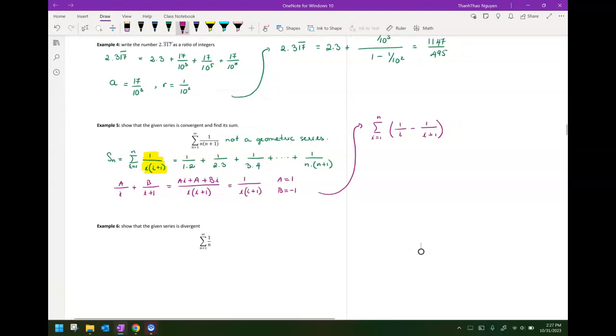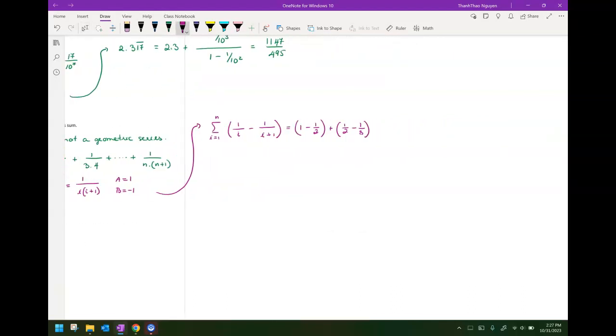Now let's go ahead and write out the terms again. We have 1 minus a half, plus a half minus a third, plus a third minus a fourth, plus so on and so forth, to 1 over n minus 1 over n plus 1. Note that all the terms in the middle cancel out. So this sum is equal to 1 minus 1 over n plus 1.